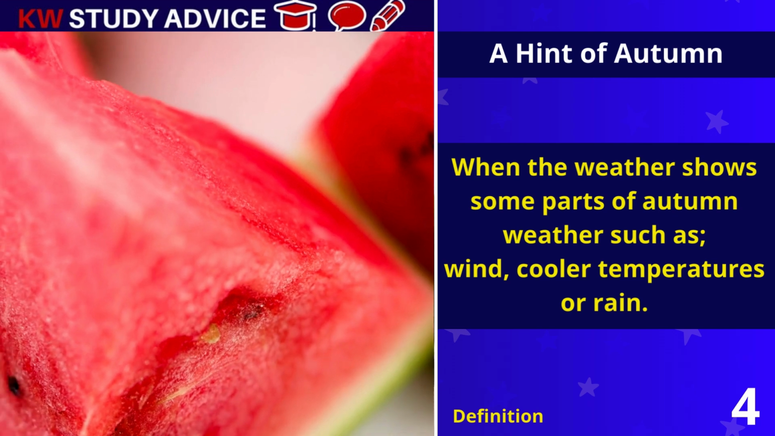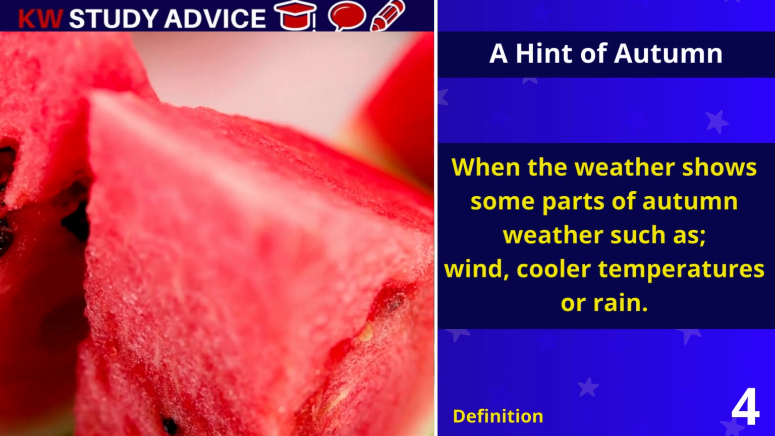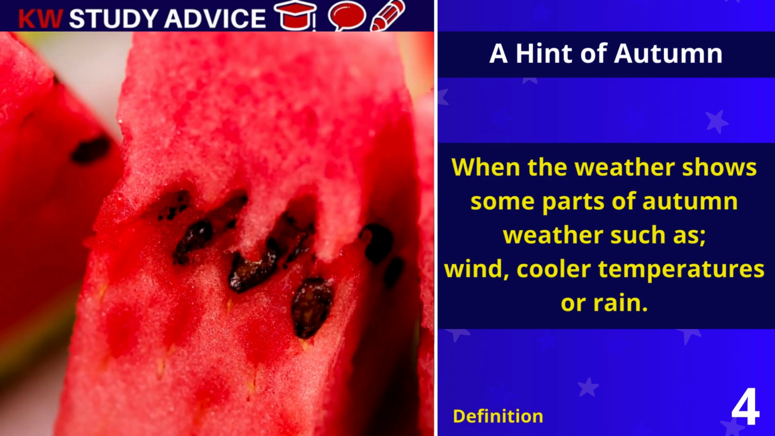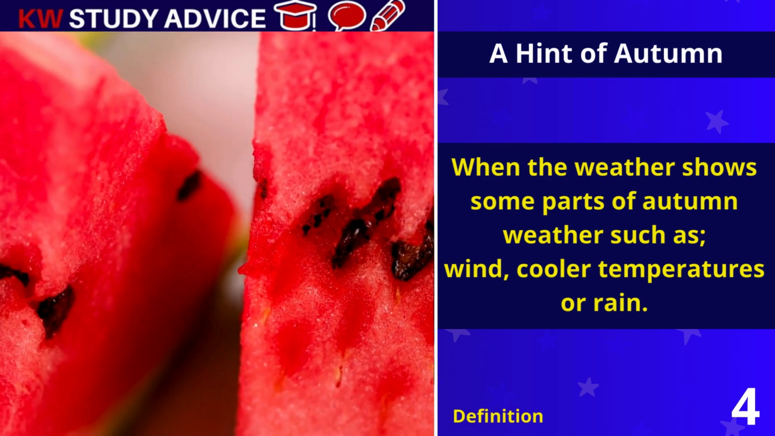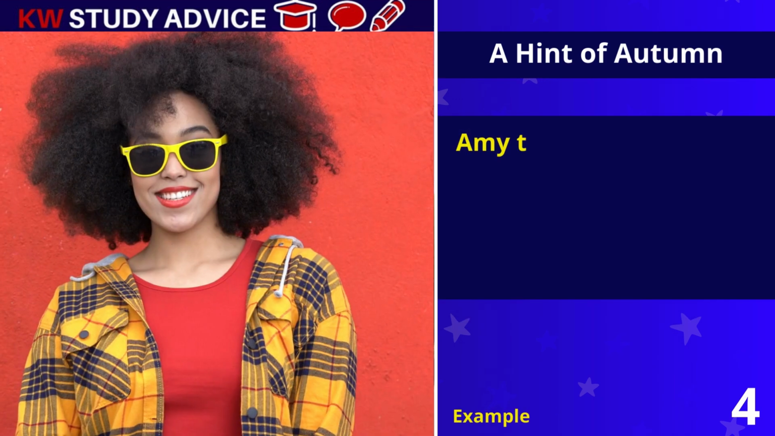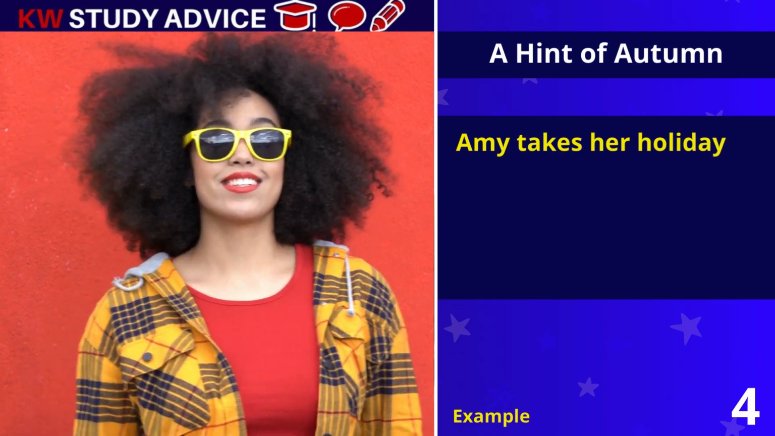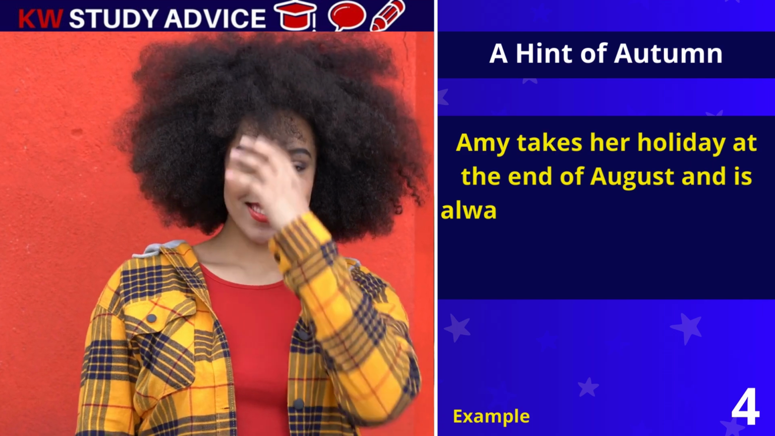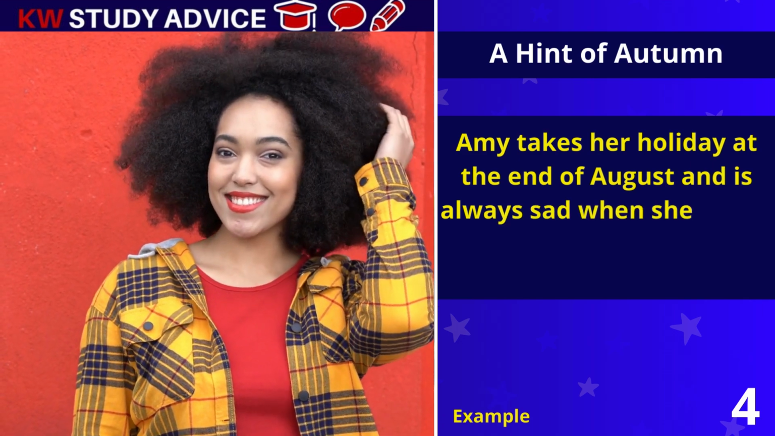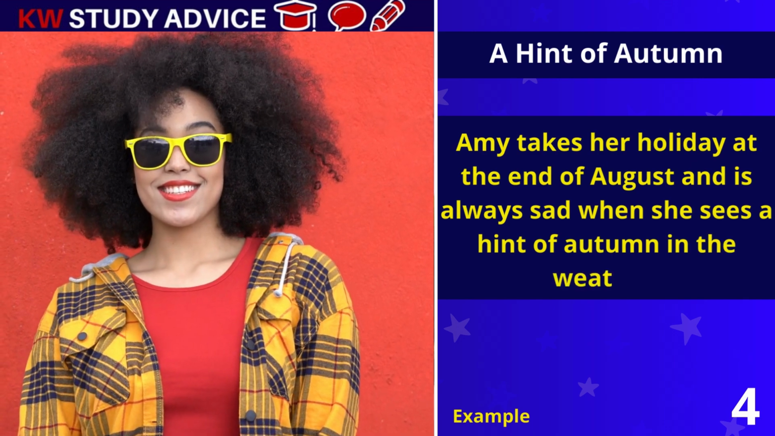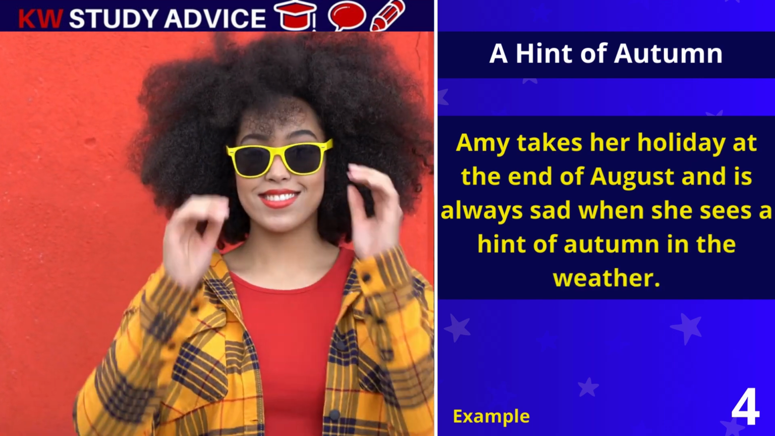Very good. So now let's take a look at the example we can use for a hint of autumn. Amy takes her holiday at the end of August and is always sad when she sees a hint of autumn in the weather.